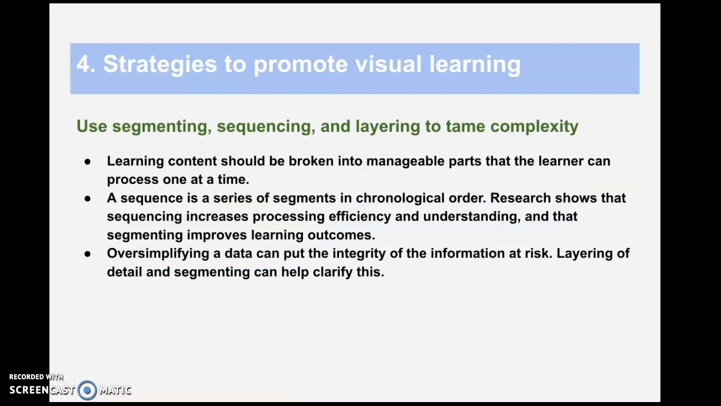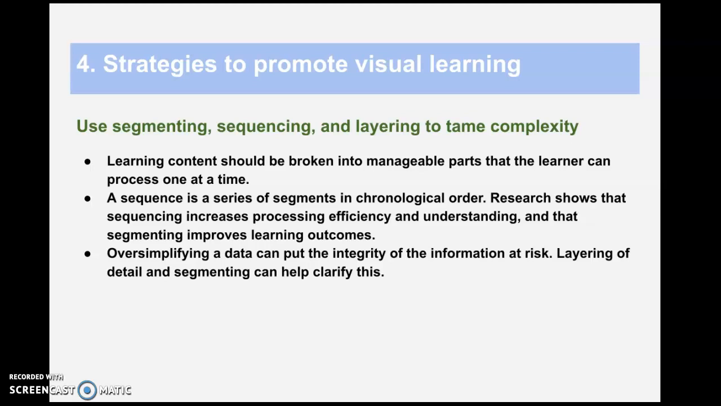Strategy number 4, strategies to promote visual learning. Use segmenting, sequencing, and layering to tame complexity. Learning content should be broken into manageable parts, into chunks that the learner can process one at a time. A sequence is a series of segments in chronological order. Research shows that sequencing increases processing efficiency and understanding, and that segmenting improves learning outcomes.